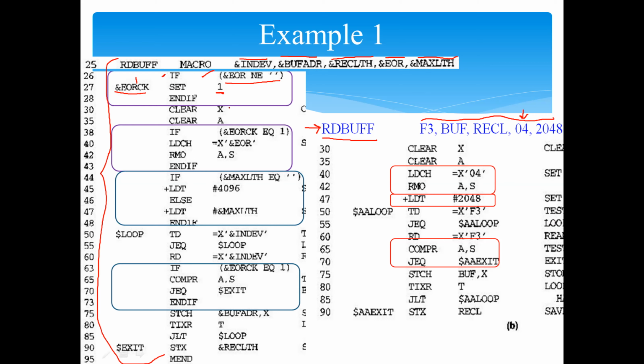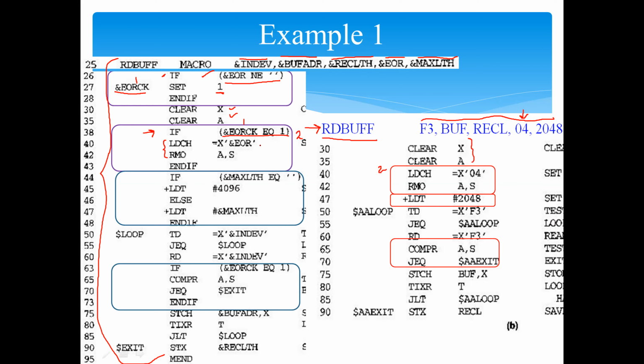And you have the next two statements, CLEAR and X. Then the next statement is an if condition. So whether this has to be expanded depends upon the condition which you have given. We have set EORCK to 1. So if EORCK equals 1, yes, it is true. So the statements written inside the if condition will be expanded. That is why you have this block being expanded here.